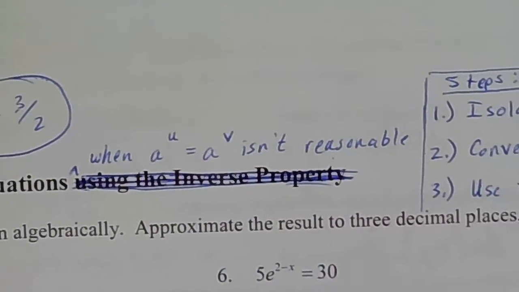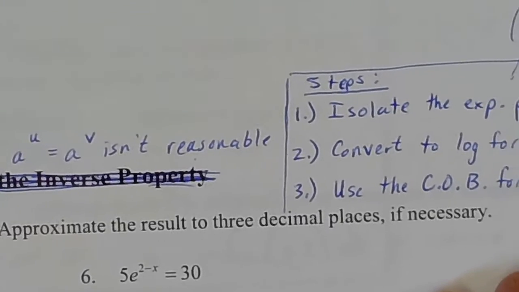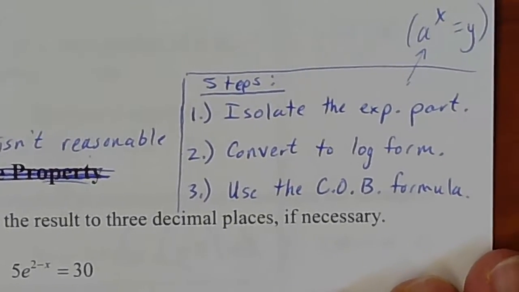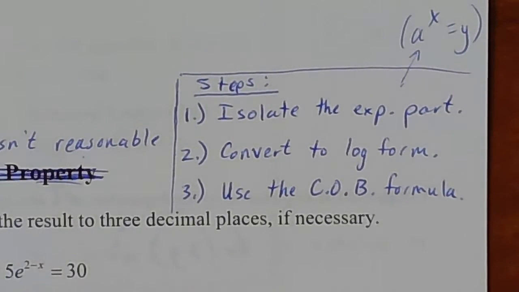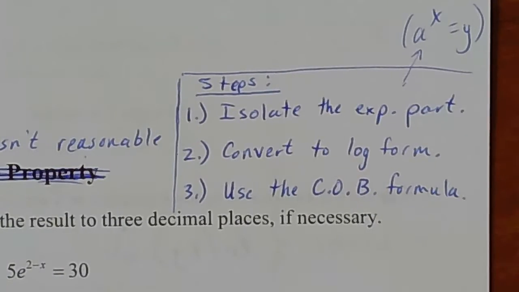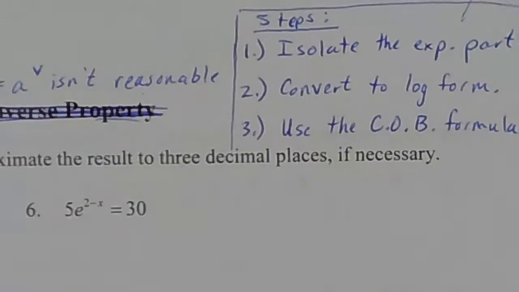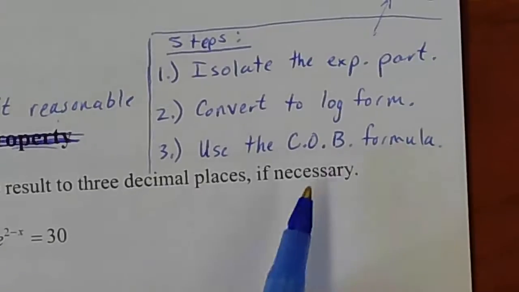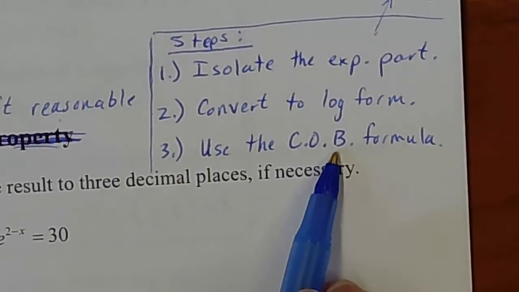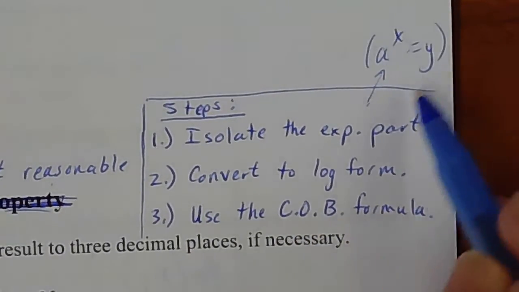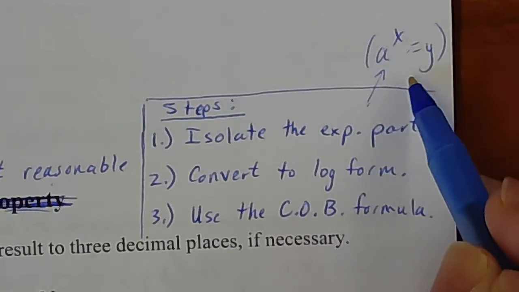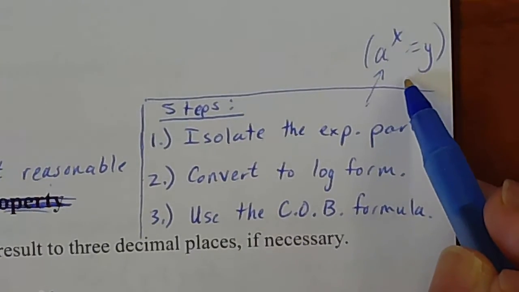All right, and then here's the steps that I want you to write in as the success criteria. Okay, so I'm going to pause to save some time in the video. You should pause too as you're writing this down. All right, so the COB means change of base formula, the one that we just went over. And this is just kind of our goal when we're trying to isolate the exponential part. You'll see what I mean when we get into it.